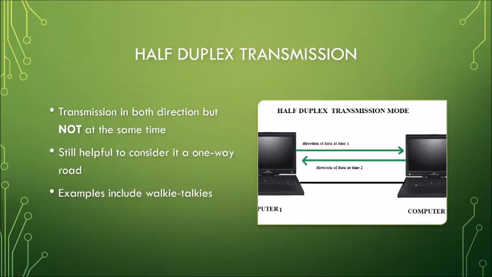Next is half duplex transmission, where transmission occurs in both directions but not at the same time. The sender and receiver can both send and receive information, but only one is allowed to send at any given time. It's still helpful to consider it as a one-way road in which a vehicle in the opposite direction of the traffic has to wait till the road is empty before it can pass through. Examples of this include walkie-talkies.